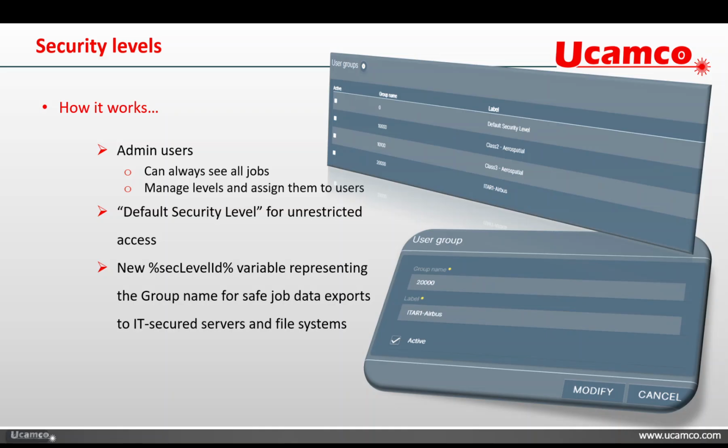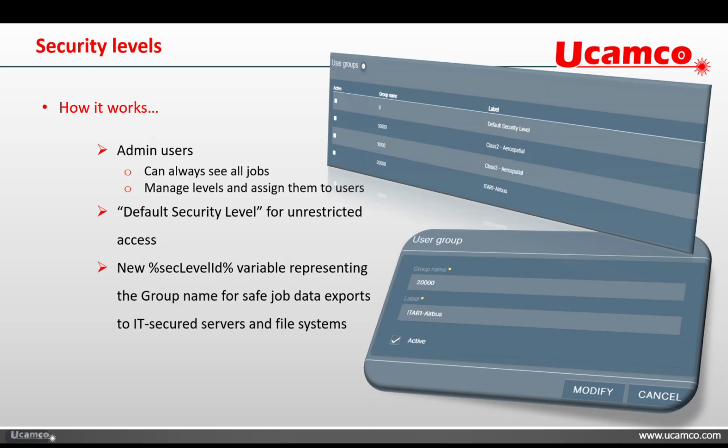And basically that is going to make sure that whenever you make an export from one of your jobs that is in a particular security level, this job on export is going to go to a specific folder, which will be what is defined as the group name in the security level. We will come back to this in a minute. So that this job will end up on the export side in a folder, in my case, with the name 20,000.